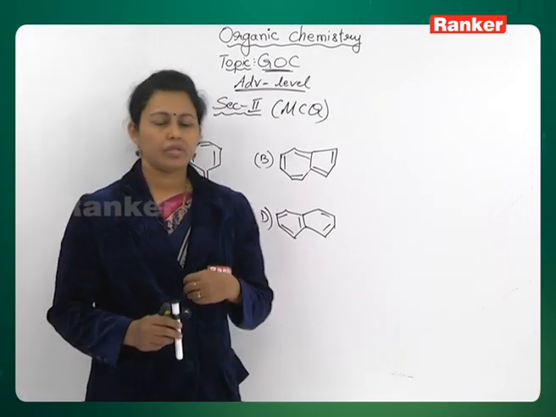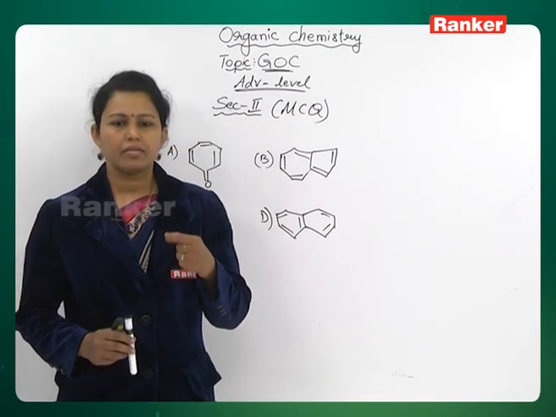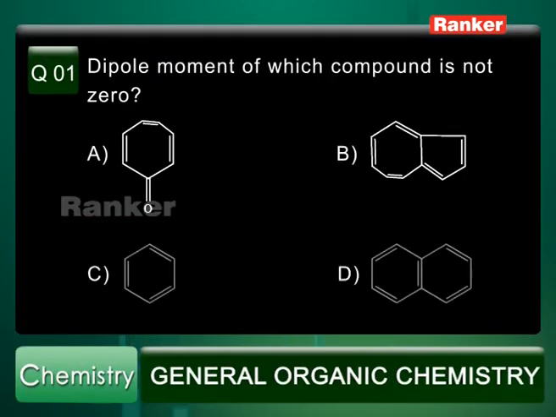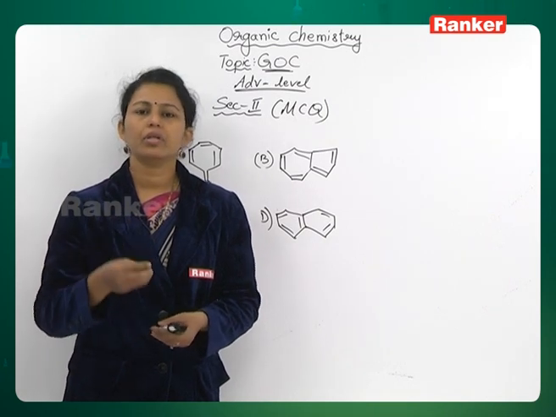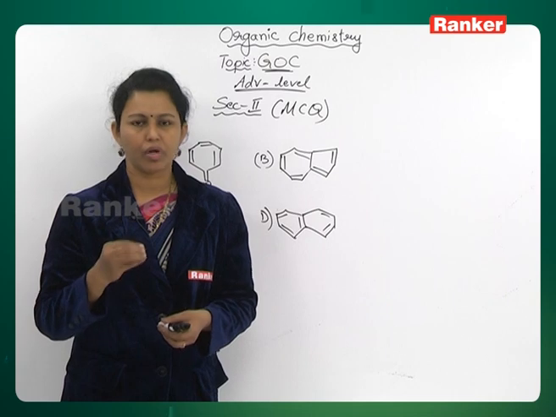In the first question, the question is given in this way: the dipole moment of which of the following compounds is not 0? The 4 options are given in this way. The first option is a 7-membered ring, and the second option is a 7-membered ring and a 5-membered ring combined here. C is a benzene compound, and option D is naphthalene. So in these 4 options you have to pick the compound in which the dipole moment is non-zero, or not 0.